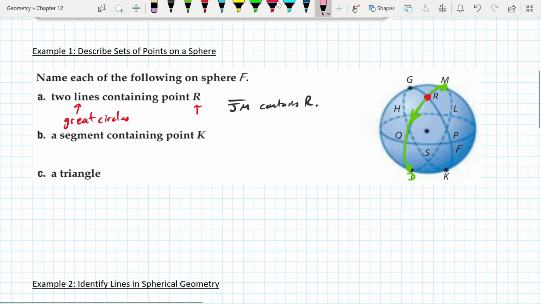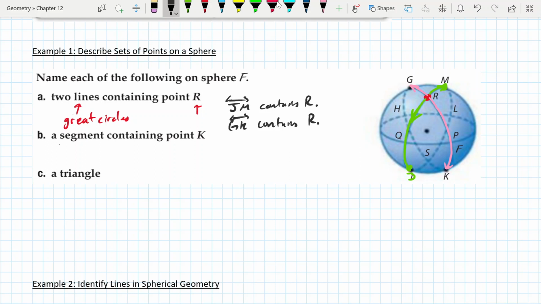And then you could also do it in the other direction. Let me pick a brighter color here. From R, you can see it goes to G, and then it swings on down to K. So you could also say GK contains R. All right. I guess since these are lines, we should have little arrows on them to say that they're not infinitely long. They're just a complete great circle, right?